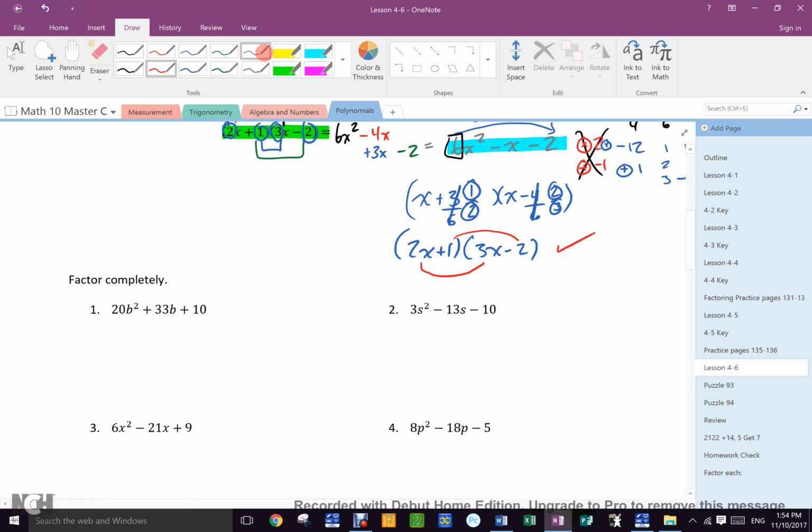So if there was no 20 there, I would need to multiply to 10, wouldn't I? Yes. But there's a 20 there. So what do I need to multiply to? 200. What do I need to add to? 33. Is it 1 and 200? No. Is it 2 and 100? No. It's 25. Is it 4 and 50? Is it 5 and 40? No. Is it 8 and 25?